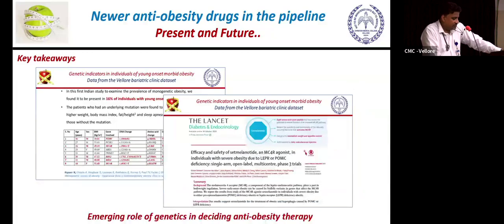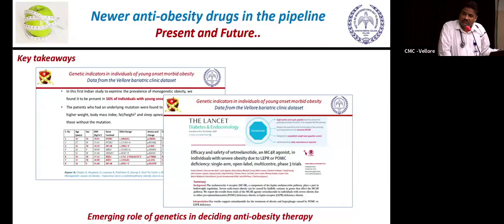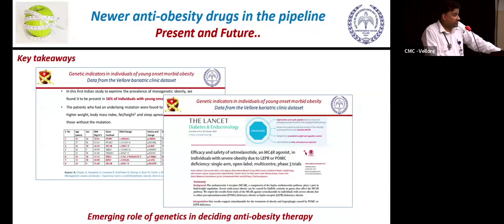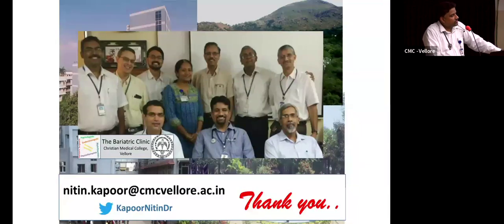comorbidities. Things like the Edmonton Obesity Staging System are helpful in classifying patients with obesity. And last but not the least, there's an emerging role of genetics as well. And there are new gene-specific drugs which are increasingly becoming available for management of obesity. So I would stop here. I would be happy to take any questions.